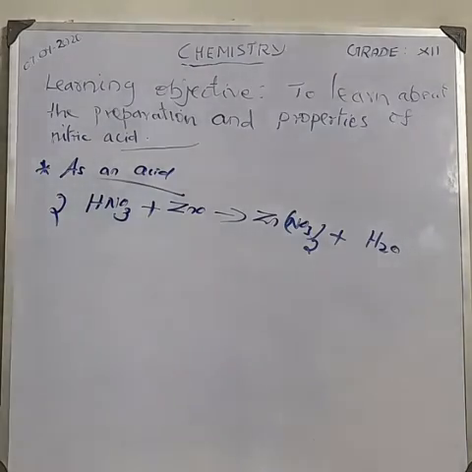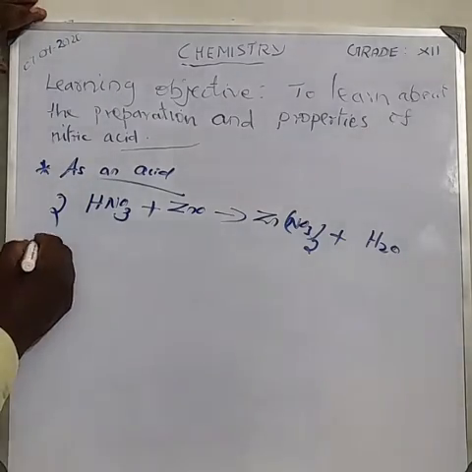How is zinc nitrate prepared? By the reaction between nitric acid and zinc oxide we get zinc nitrate and water. Next one, as an oxidizing agent. Okay, nitric acid, already I told you about that. It is an oxidizing agent.